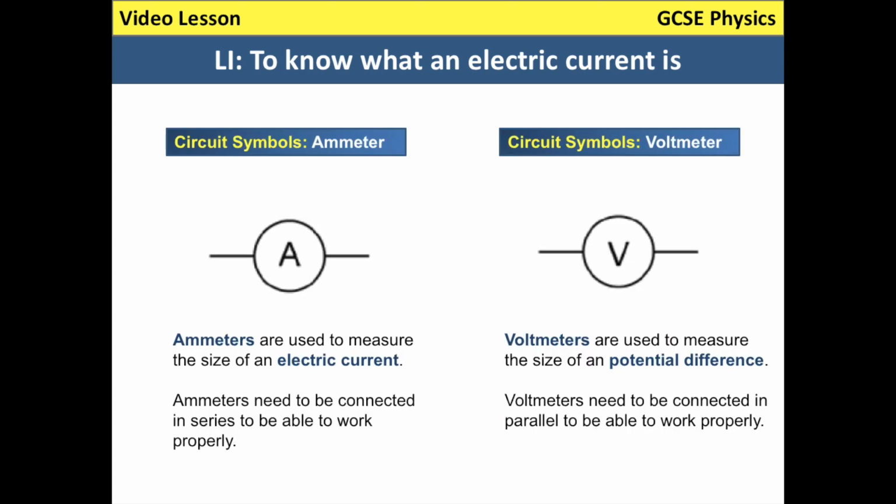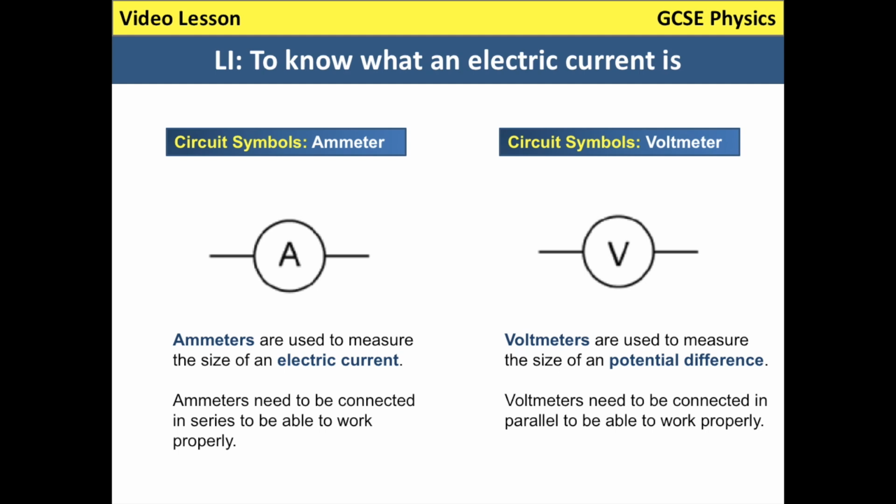So, the first one is the circuit symbol for an ammeter. That is something that you might have come across at Key Stage 3. And as you can see, the circuit symbol for an ammeter is a circle with a capital A inside. It does need to be a capital. It is not correct to draw it with a lowercase a. Now, ammeters are used to measure the size of an electric current. They need to be connected in series with a circuit to be able to work properly.